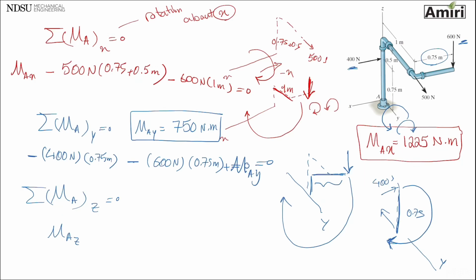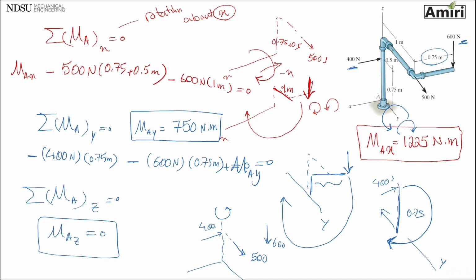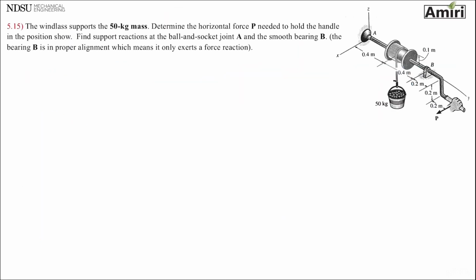I don't see any forces that will rotate about axis z. Just let's be sure. The 400 does not make any rotation about z-axis. Nope, it doesn't. The 500, it's pulling on axis z. It's not going to rotate anything about z-axis. The 600 is parallel to the z-axis. It's not creating a rotation. So there's nothing else. So that moment about z-axis is just going to be 0.